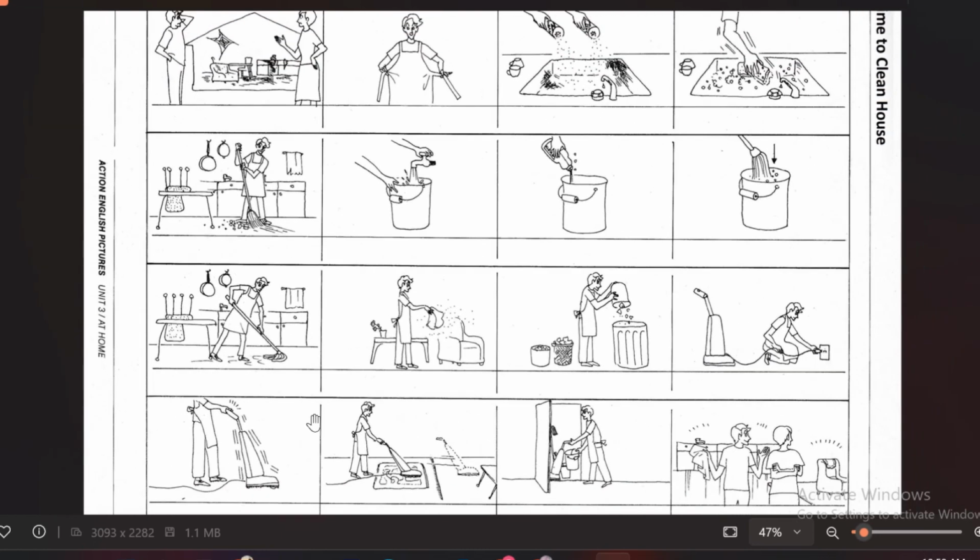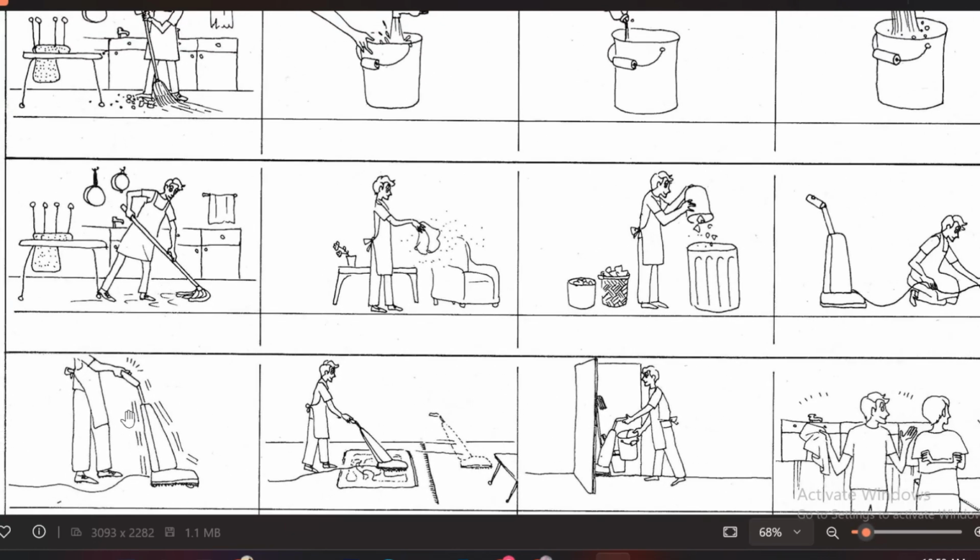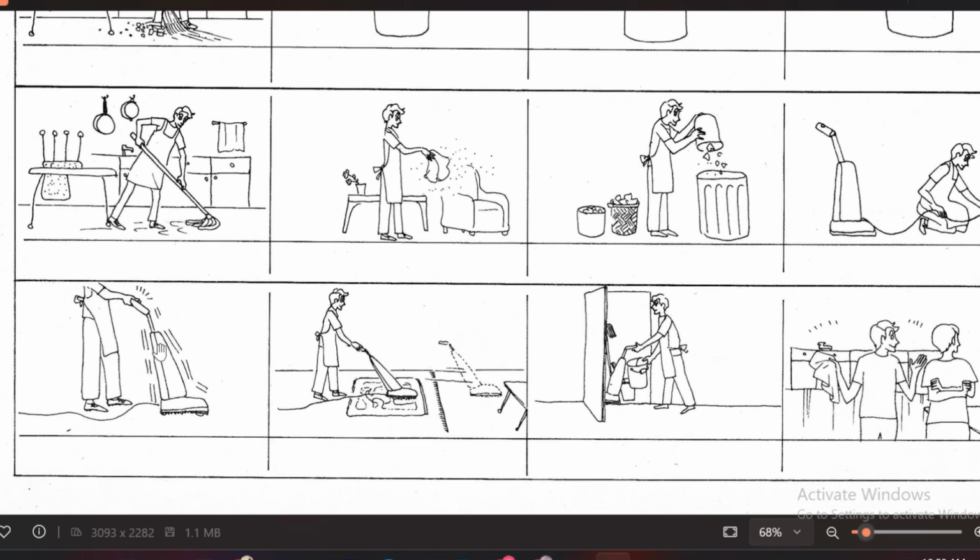Then what does he do? Let me zoom it a little bit. He cleans the house with the vacuum cleaner. On the top of the what? قالین. او سر قالین پاک میکنه.